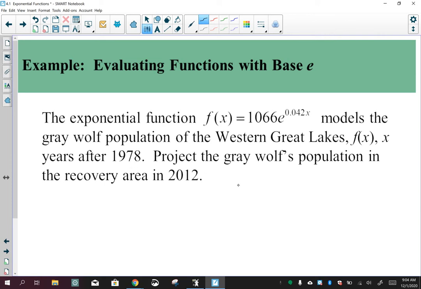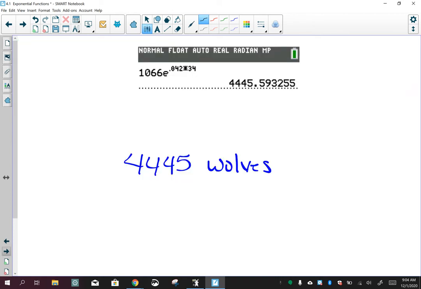The only piece of information that we need from here is that we need to know how long it is from 1978 to 2012. So 2012 minus 1978 gives you 34. So I know my X value is going to be 34. So I plug that into the X up here and I get my answer. That means there's roughly going to be about 4,445 wolves in the year 2012. Okay.